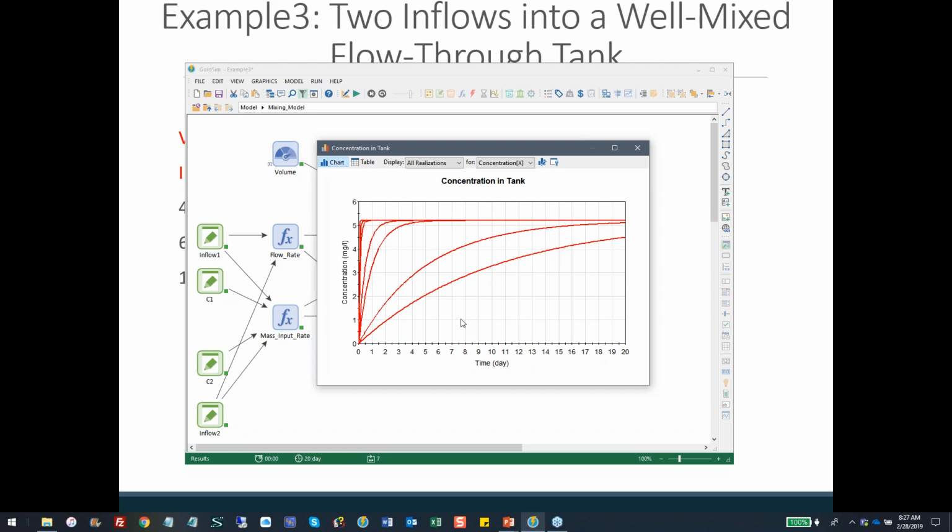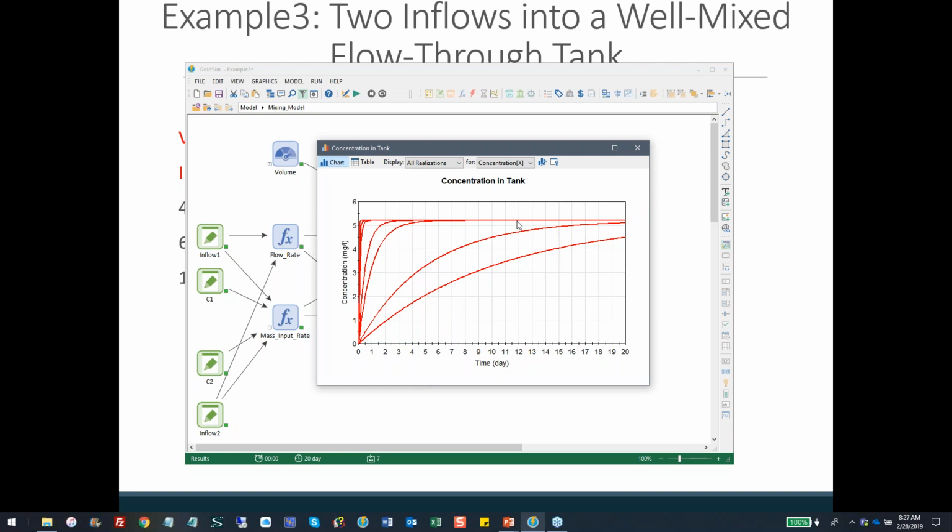If I have a very small volume, it responds instantaneously, right? If I have a very large volume, obviously it's going to take a long time. I mean, if I start out with 100 cubic meters of concentration 0, it's going to take a long time for this stuff to bring the concentration up to the steady state value of 5.2. So that's what the volume does.